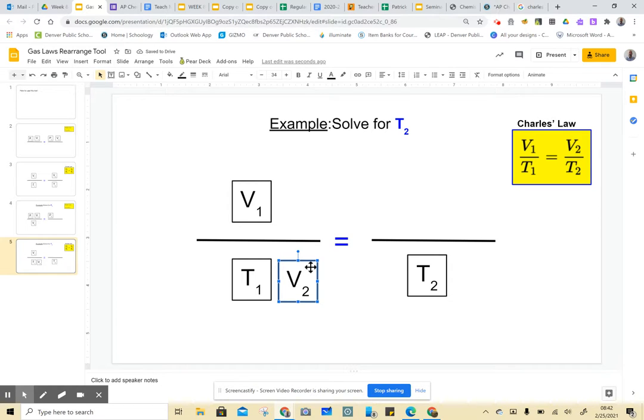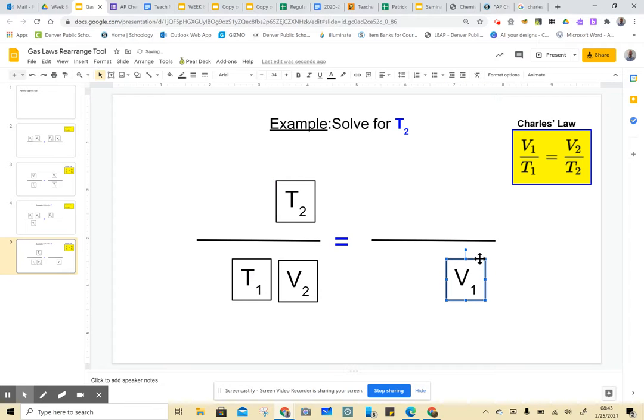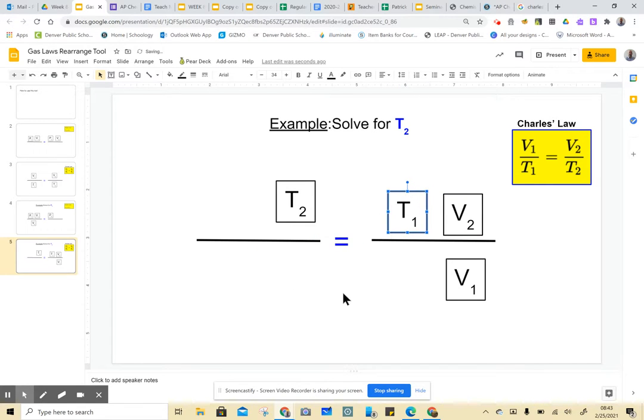So, okay, this is a valid statement. I divided by T2, or by V2. And then if I multiply this side by T2, well, we can't have it equal to nothing. That doesn't help us. Well, we can move this guy over to the other side of the fraction, move this guy over to the other side of the fraction, and move this guy over to the other side of the fraction. And all of a sudden you have T2 equals T1 times V2 divided by V1.